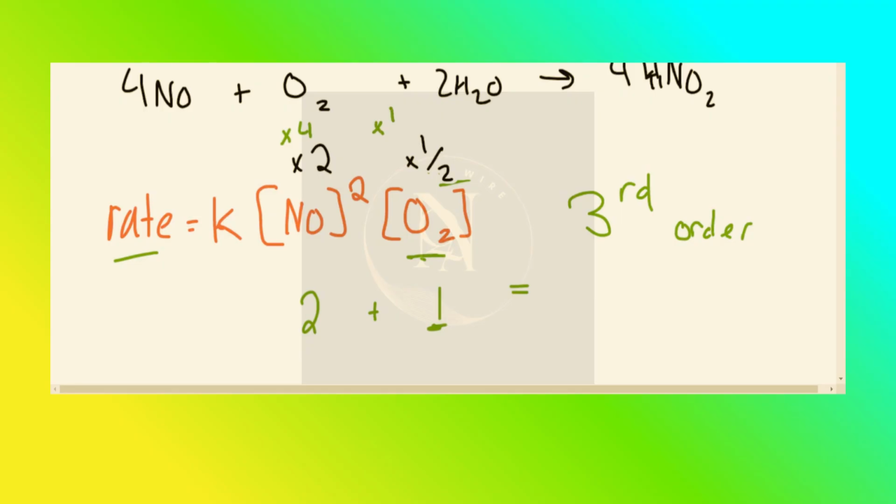So what we're really saying is the rate, right here in green, is going to be increased by 4 times because of the change in NO, but multiplied by 1/2, reduced by 2 because of the change in O2. And so that's going to tell us that the reaction is going to become 2 times faster, 4 times 1/2.